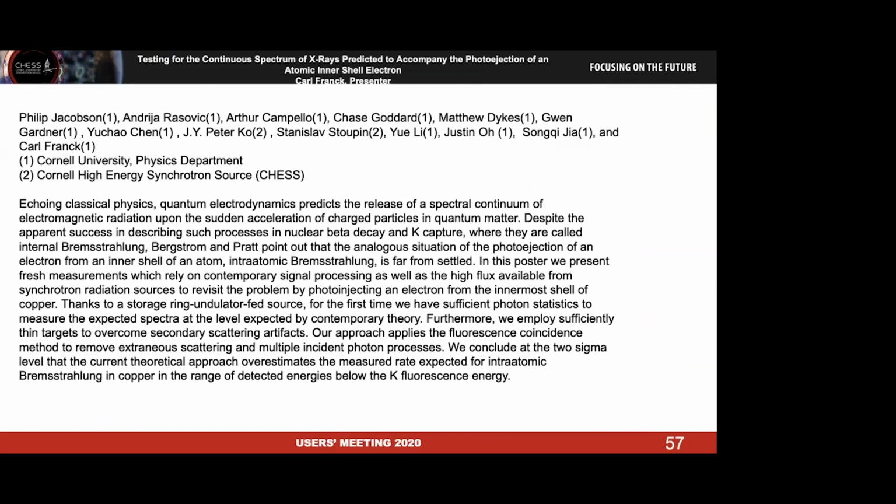This is the case of the dog that didn't bark. The modern theory of electrons and photons, namely quantum electrodynamics, predicts that there should be a continuous spectrum of photons diverging toward the infrared, to lower energies, if a photoabsorption event occurs. That is, an incoming photon produces a photoelectron.